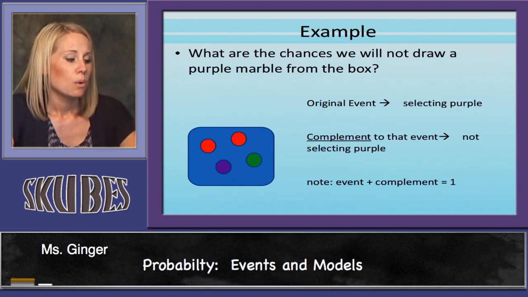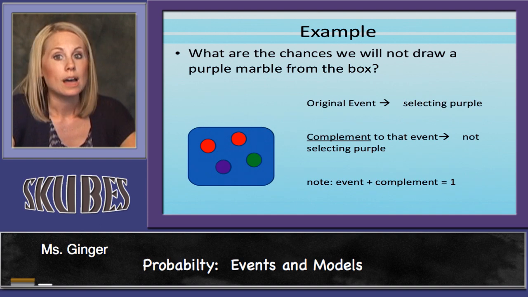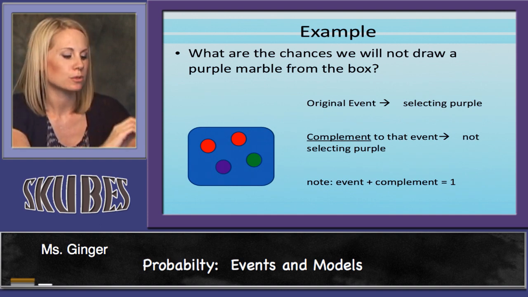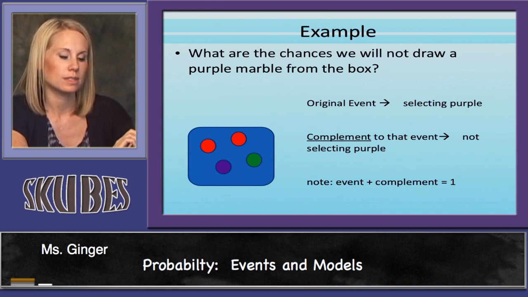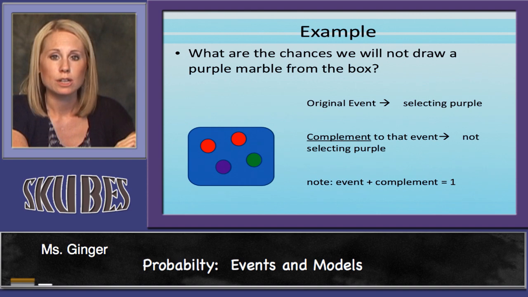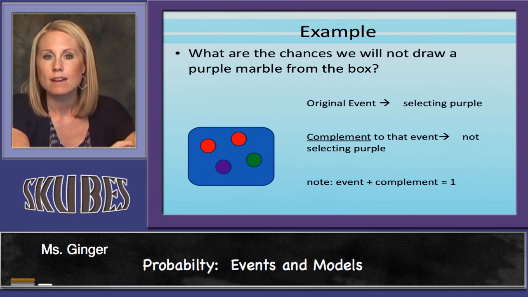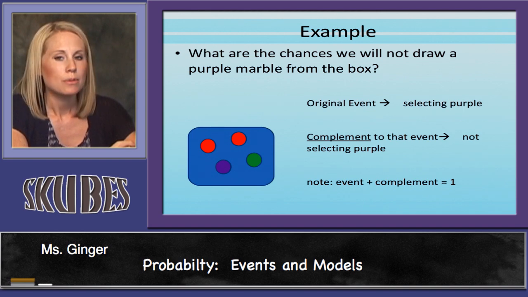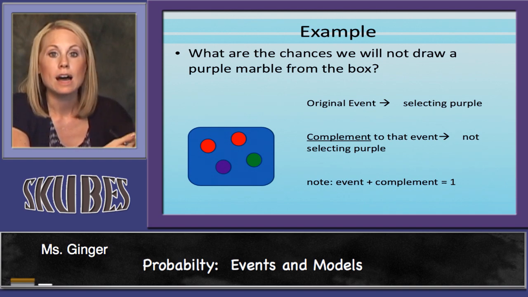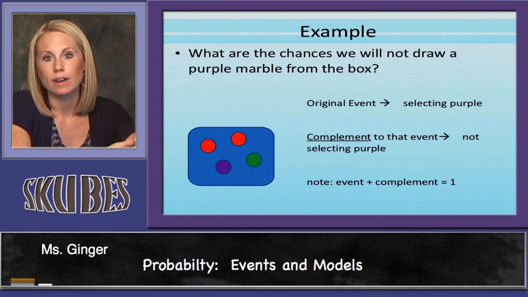Alright. What would be the chances that we would not draw a purple marble from this same box? Let's look at this same box of marbles. The original event was selecting a purple marble. And I'm going to introduce another term to you here. It's a good time. The complement to an event is the opposite of that event happening. So the complement to our event earlier would be not choosing a purple marble. So we're going to find that too.